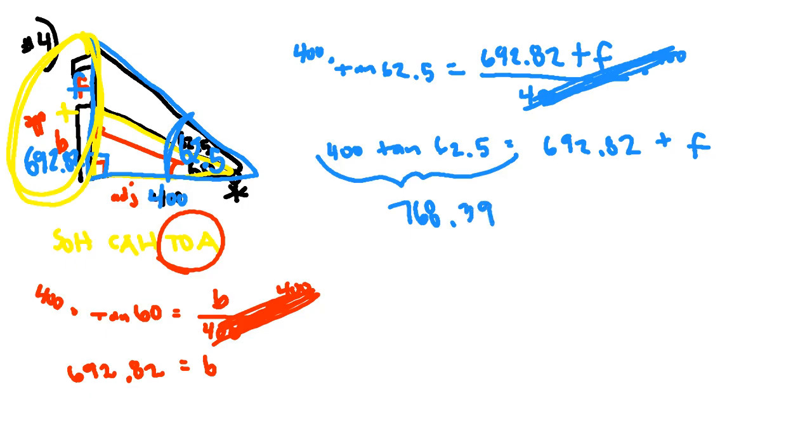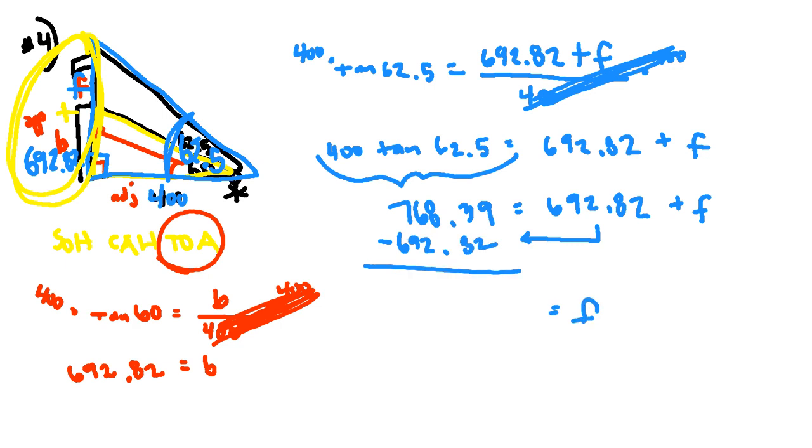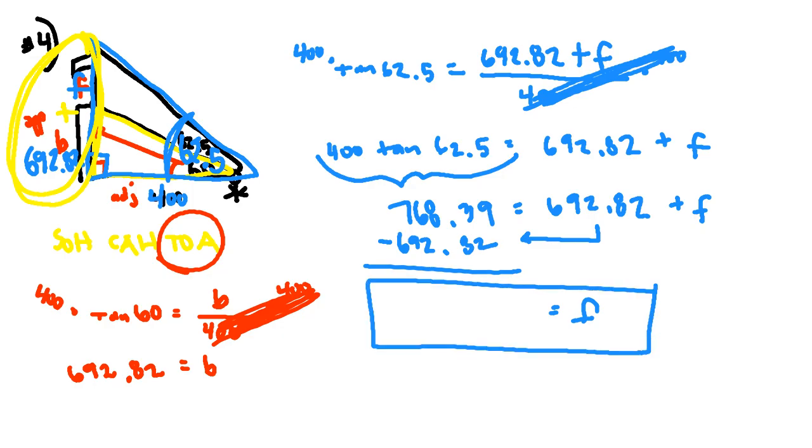768.39. And we know that the building was 692.82. And if we want the flag, we're just going to subtract that. So subtract 692.82. And the flagpole is, which I think is the only question that we were asked, determine the height of the flagpole. Yes. Okay, so we've got 768.39 minus 692.82, and the answer is 75.57. And I think we were talking about feet for the flagpole. All right, I'm going to pause that, look at that really quick, and I'll be right back.